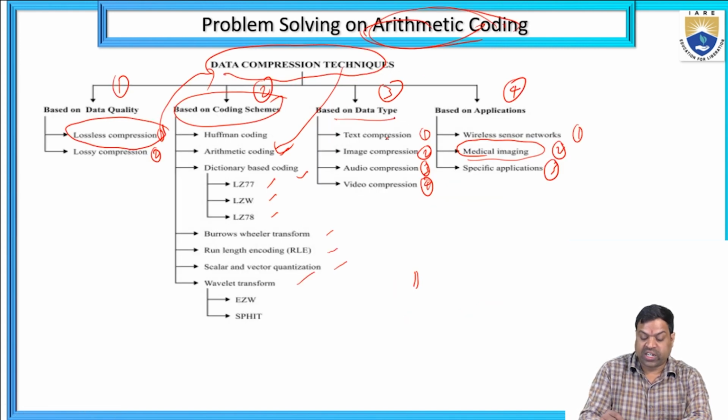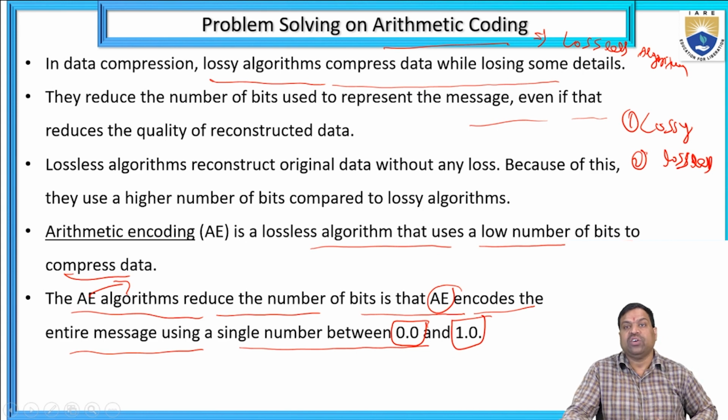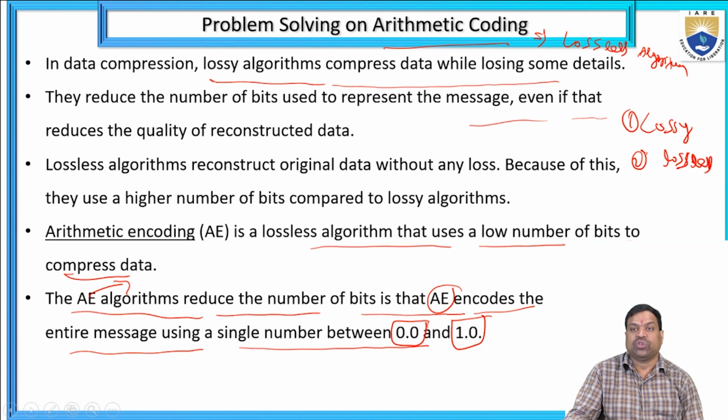Based on data type, there are text compression, image compression, audio compression and video compression. Based on applications, there are wireless sensor networks, medical images and specific applications. Majorly we use medical images in image processing. Lossy data compression algorithms compress the data while losing some details, by reducing the number of bits used to represent the message, even if that reduces the quality of the reconstructed data. But lossless algorithms reconstruct the original data without any loss, so they use a higher number of bits compared to lossy algorithms.